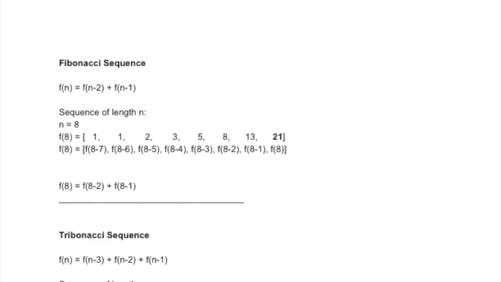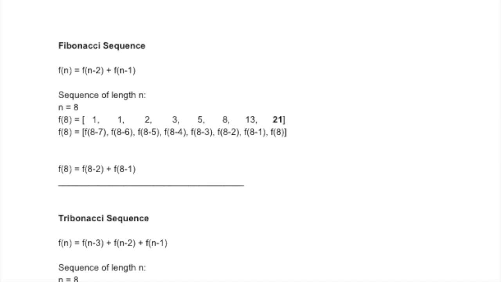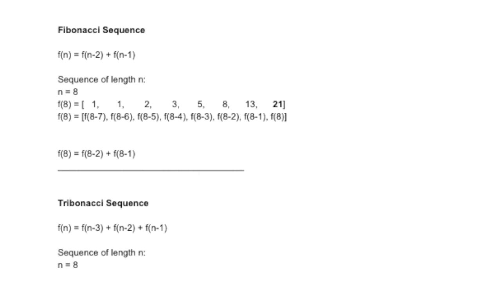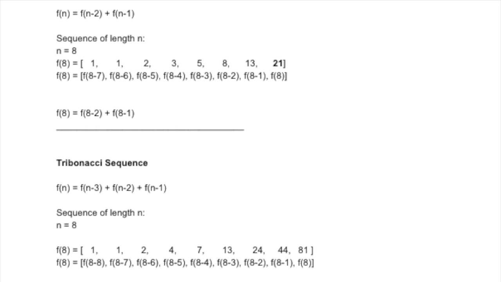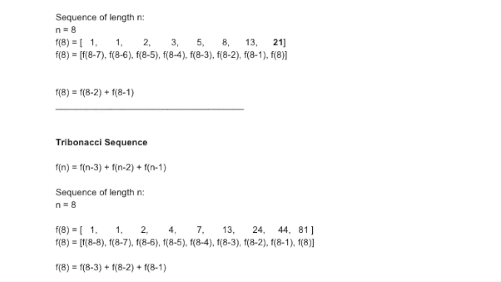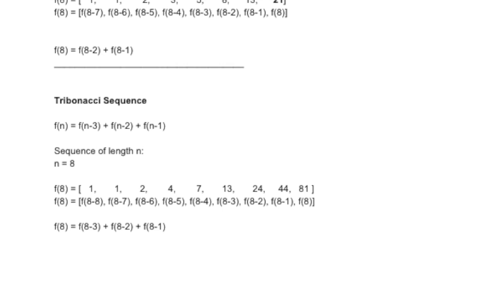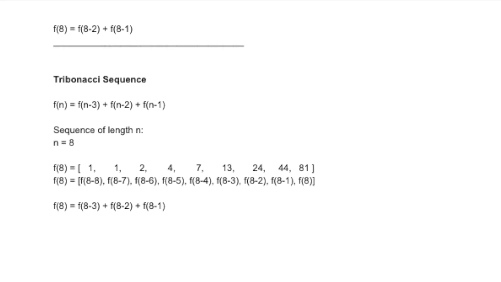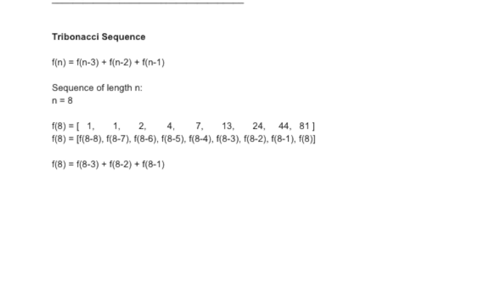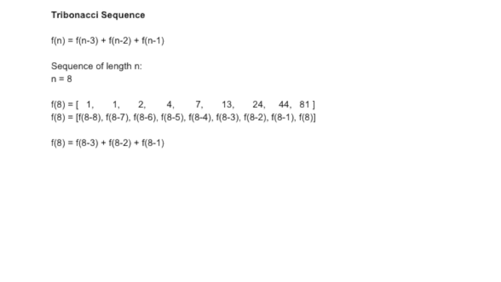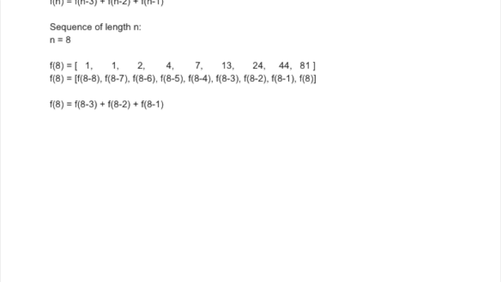I just want to review the Fibonacci sequence because this problem is very similar. In the Fibonacci sequence, you have a sequence of length n, and the value at each step is computed by adding up the numbers of the 2 previous steps, n minus 1 and n minus 2. Here, we add up the values at the 3 previous steps: n minus 1 plus n minus 2 plus n minus 3. That is essentially the recursive solution to this staircase problem, which we will see in a second.